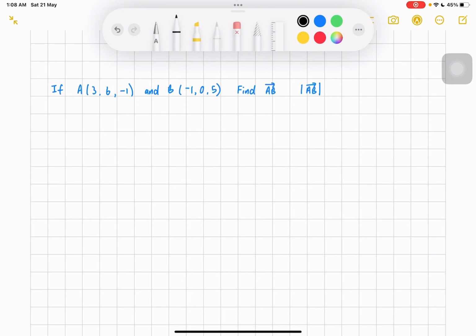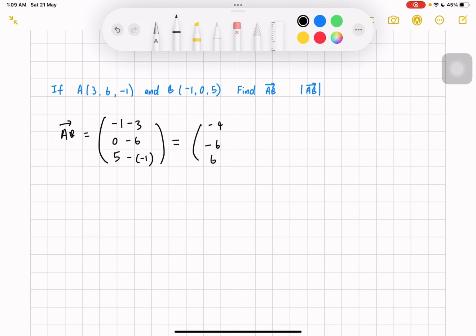So we know that to find vector AB, all we have to do is subtract point A from point B. So we'll have -1 minus 3, 0 minus 6, and 5 minus 1, which gives an answer of -4, -6, and 6. So this is our position vector now.